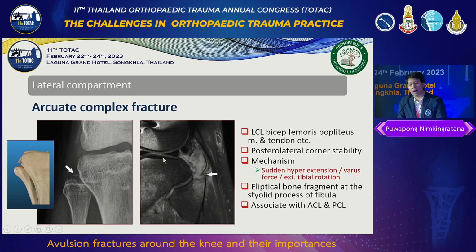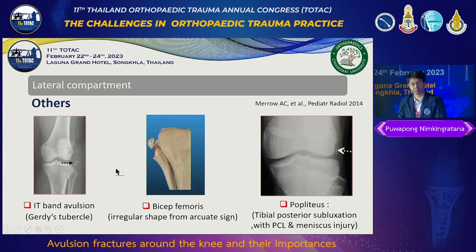The next one is the arcuate complex fracture. This injury is located at the tip, the styloid process of the fibula. Several things attach here, for example the LCL, biceps femoris, popliteus muscle and tendon, etc. That means this could lead to posterolateral corner instability of the knee as well. The radiograph finding could be a small chip, like an elliptical bone fragment, just on top of the styloid process of the fibula. Please keep in mind that this also relates to ACL and PCL injury.